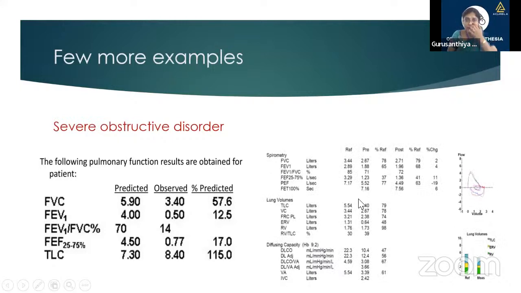Here comes another example. See, FEV1 is 65% of predicted, and FVC is 78% of predicted. So FEV1 by FVC is close to normal. See the total lung capacity, it is somewhat decreased. See the DLCO, also the predicted percentage is decreased. So there is a restriction with a diffusion defect. So that is it.